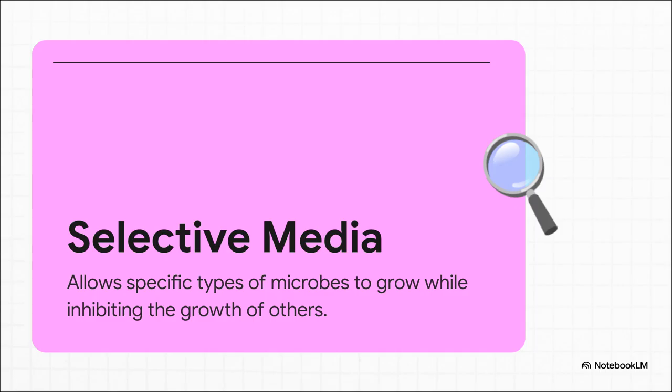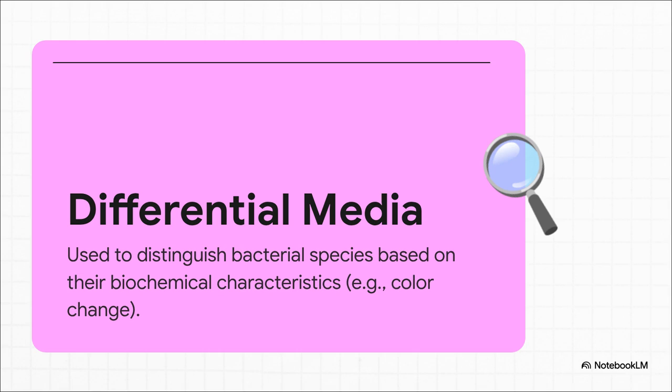A classic example of this is MacConkey agar, which is famous for letting certain bacteria grow while shutting down others completely. Now the second tool's even more clever. It's called differential media. This isn't about blocking anyone at the door. This is about making them reveal their true identity.